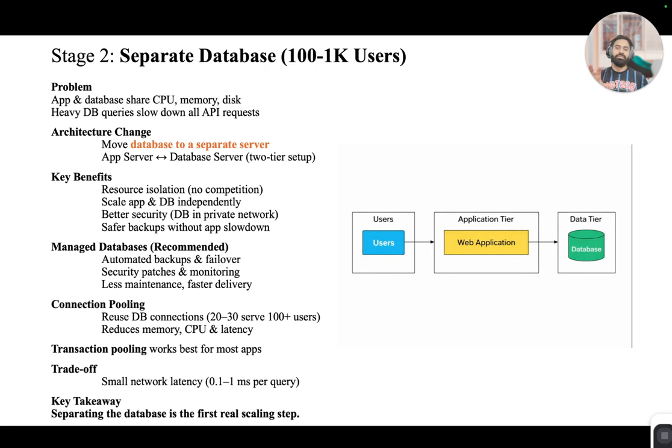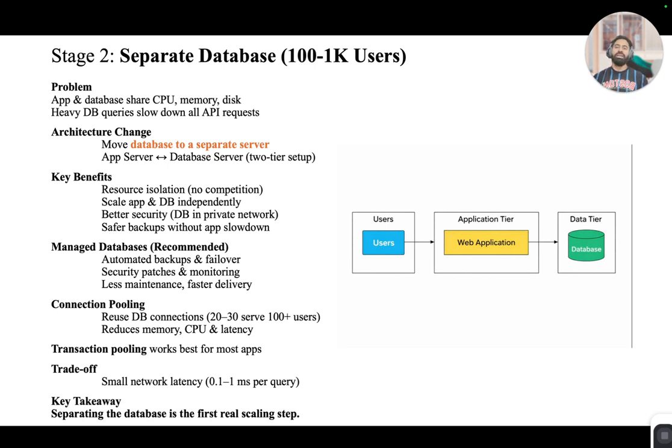In a simple server setup, your web application and the database share the same machine, right? That means they compete for CPU, memory, or disk input output. One slow database query can block everything and can increase the API latency for all the users. And around 100 to 1,000 users, this starts to hurt, right? So now it's time to move ahead to stage 2.